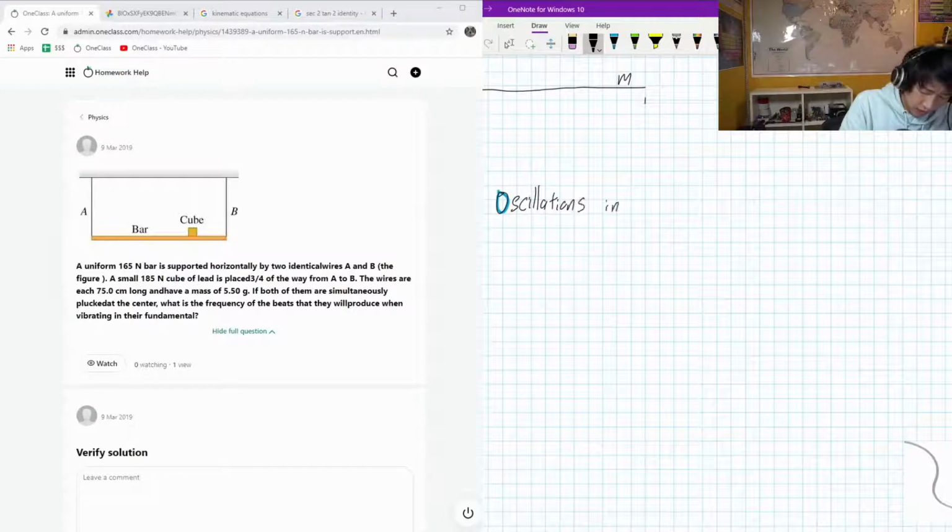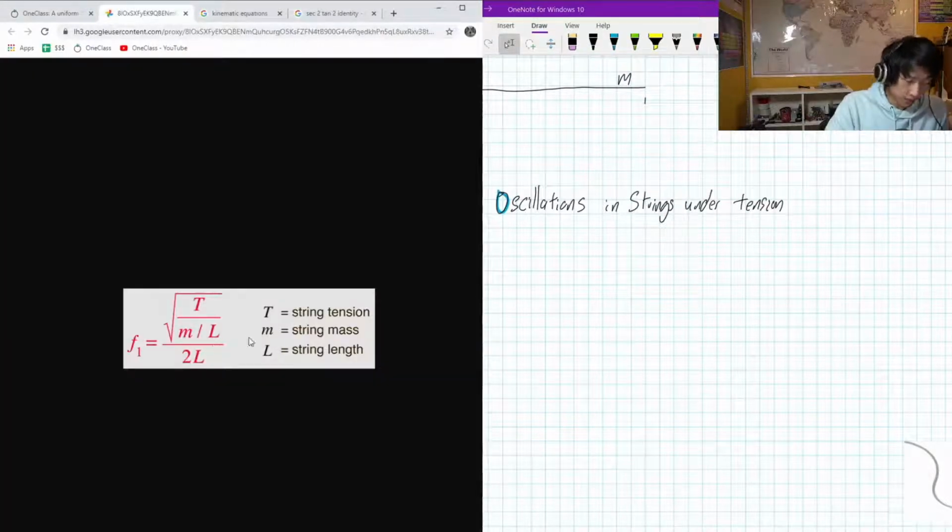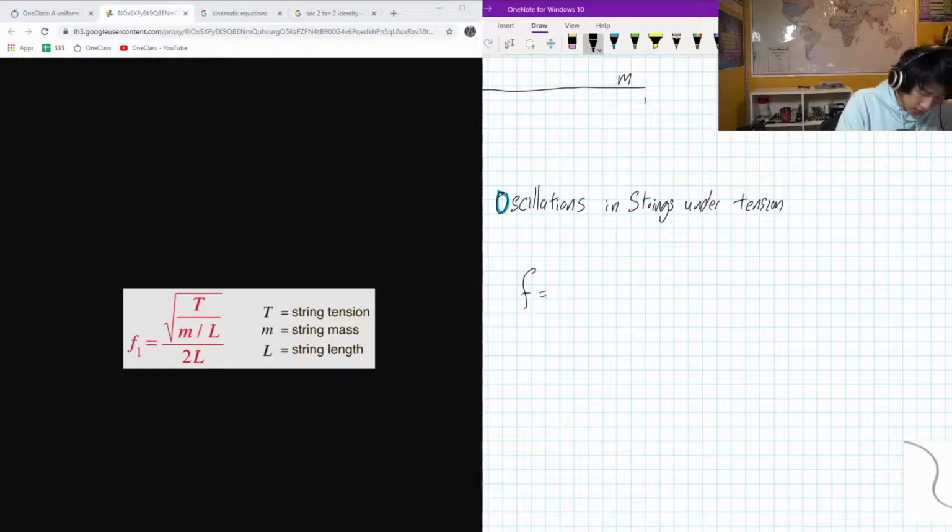Oscillations in strings under tension. Okay, the equation that we're looking for in this situation is this equation. The frequency is the square root of the tension over mass times the length, all of that under the root, and that whole root is divided by 2L.